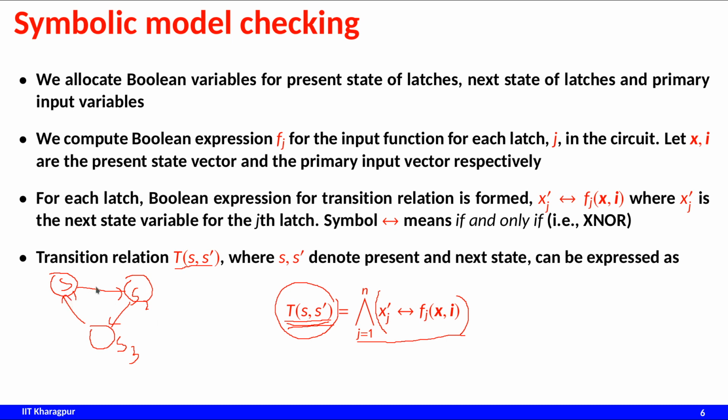Now this transition relation, let's say we would like to express it as a Boolean expression. So what we need to do is encode the states as binary strings. Let's say we represent the state S1 as 0 0, this one as 0 1, and this one as 1 1.